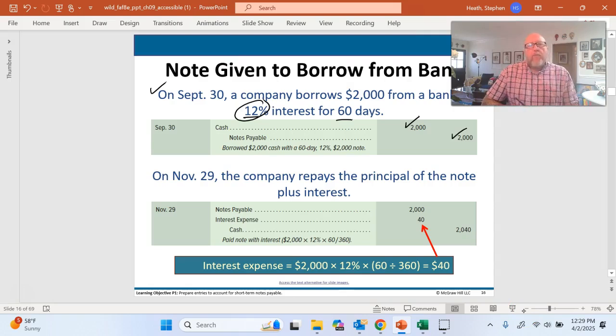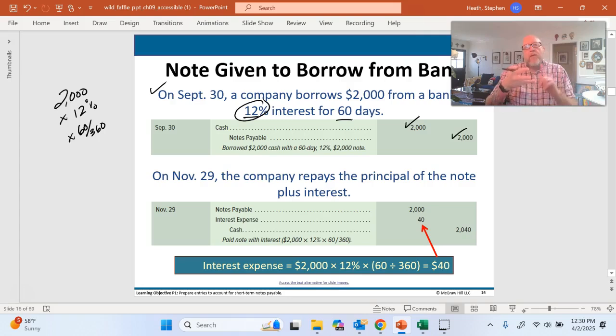Okay. On November 29th, the day that we pay the note, that's 60 days later, we will lower the note payable by debiting note payable by 2,000, but then we have to pay interest. And again, the interest expense is going to be the 2,000 times the 12% rate. And remember, that's always an annual rate. And so whatever the annual rate is, we have to adjust it down to the partial year. And we're always going to use that 360-day approach.